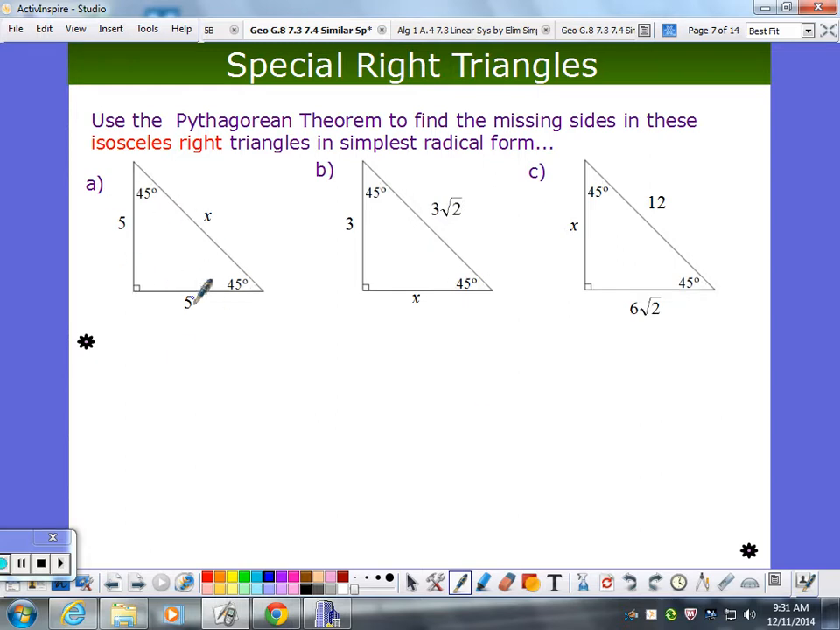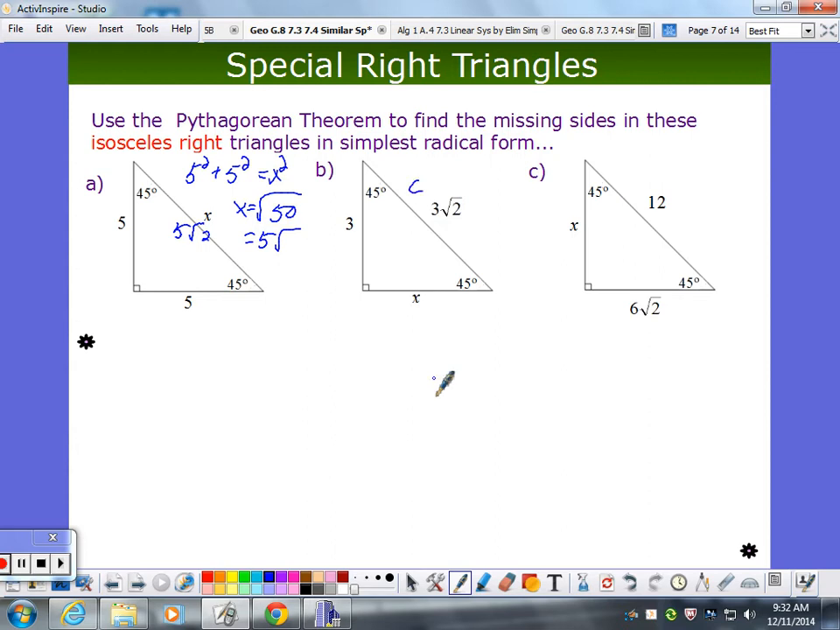Pythagorean theorem. I've got a 5, I've got a 5, I've got an x, right? This is my hypotenuse. So 5 squared plus 5 squared is x squared. So if I want x, I want the square root of 25 plus 25. That's 50, right? And that is 25 times 2. So x is 5 radical 2.